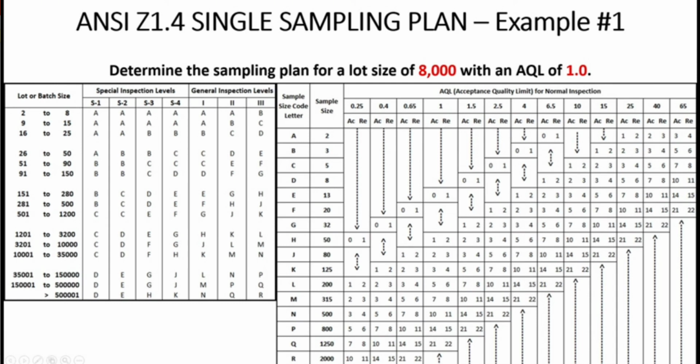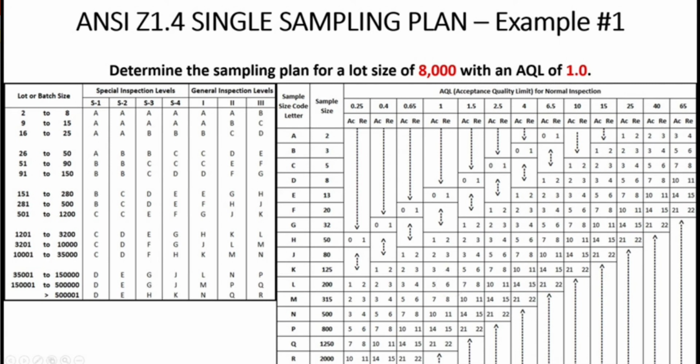And the way this table works is you start with your AQL, you come down here to your sample size code letter, and what you find are two numbers, 5 and 6. And these become your accept and your reject criteria. So when we take the 200 samples, if we find 5 or fewer defects, we can accept that entire lot. If we find 6 or more defects, we have to reject that entire lot.